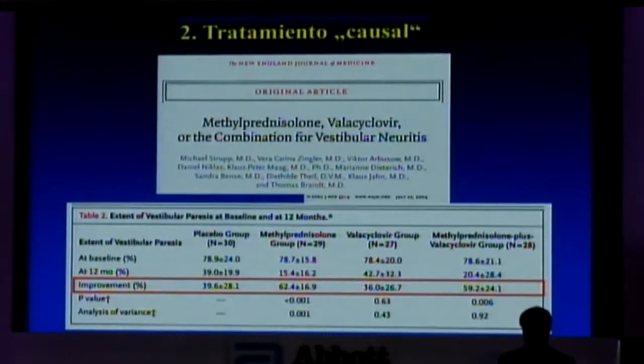Based on this idea, we had published, almost exactly 10 years ago, this paper in the New England Journal of Medicine. 4 treatment groups: placebo, steroids, virostatic, combination of both. Our hypothesis was that the combination is the most effective treatment. This, however, was not the case. A simple and cheap monotherapy with steroids is sufficient to significantly improve the recovery of function.